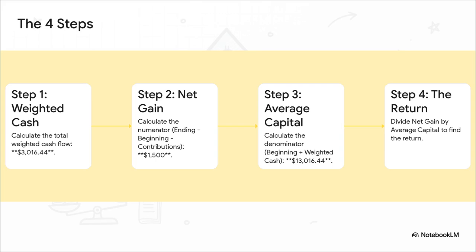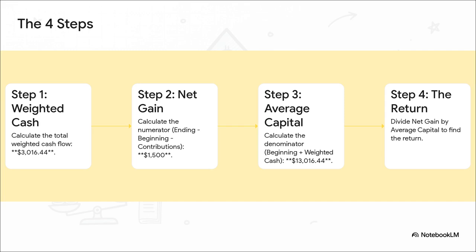Step 1 is the only tricky part, calculating that weighted cash flow. Remember, the $500 from January gets more weight than the $500 from December. When you do the math for all 12 of her contributions, it comes out to just over $3,000. Okay, the hard part's over. Step 2 is a breeze.